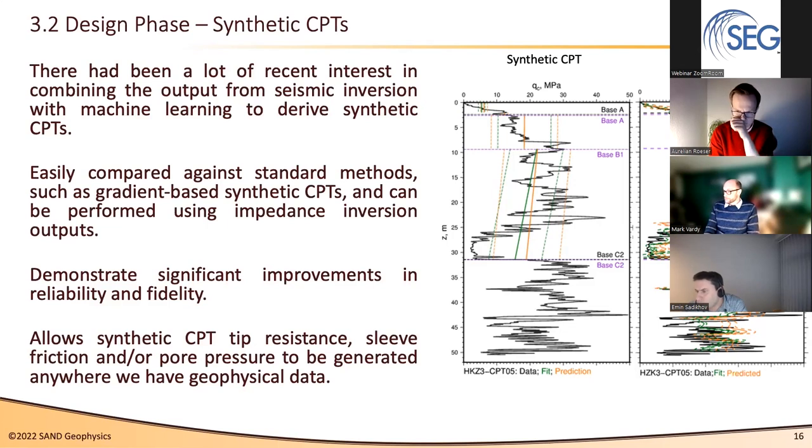Mm-hmm. And we'll take the next question. Thanks for your very interesting presentation. In your experience, what file size are we looking at?